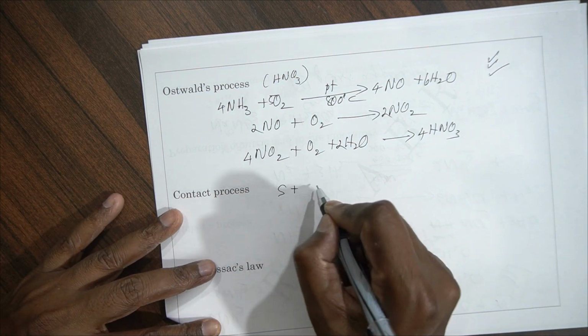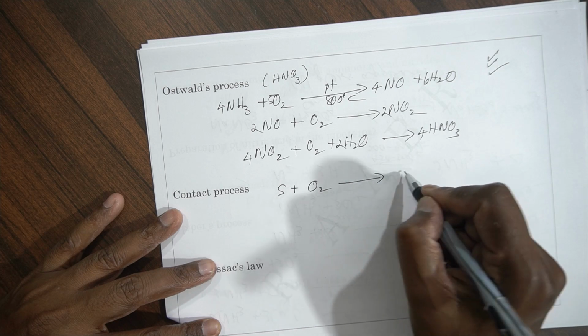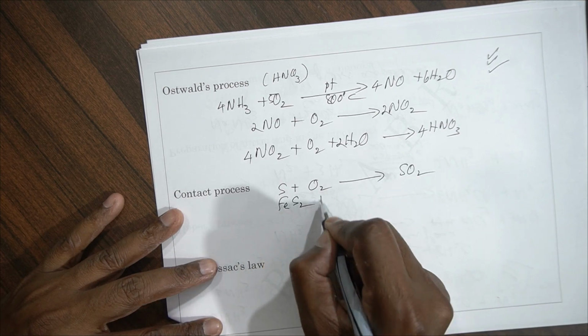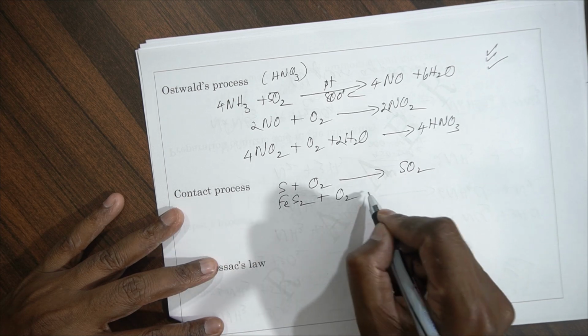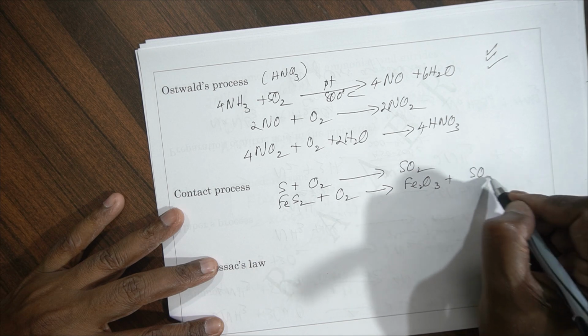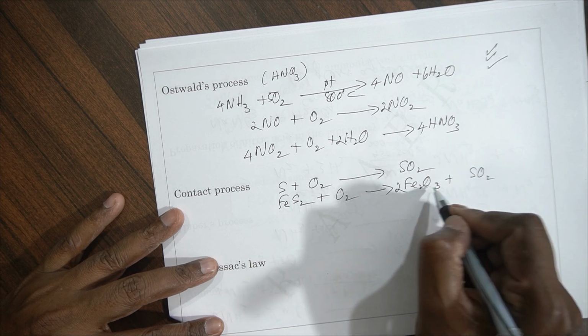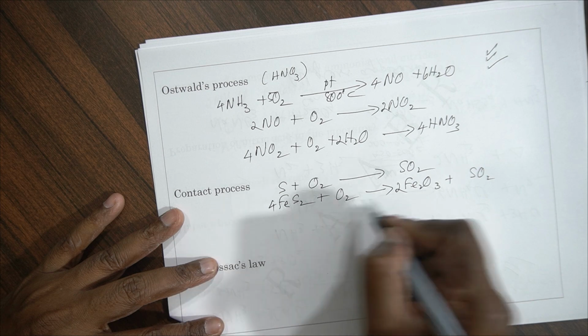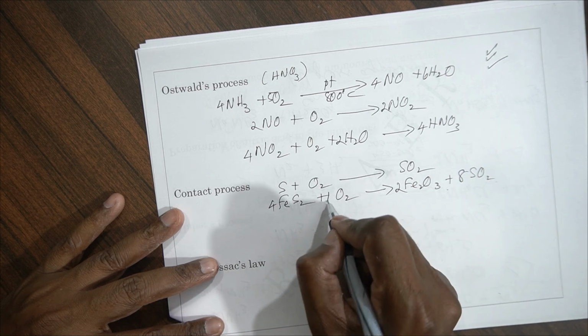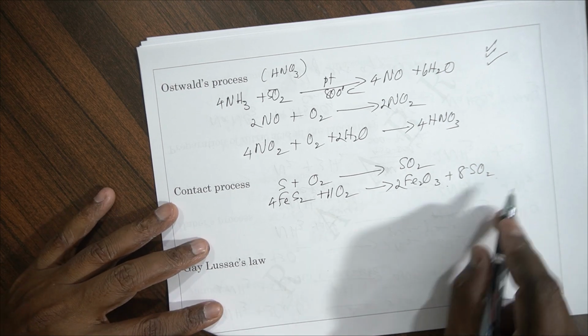Here we have sulfur dioxide being produced. Sulfur burns to give SO2, or FeS2, iron pyrite, plus O2 will give Fe2O3 plus SO2. So 4 FeS2, 4 twos are 8 sulfur, so 8 SO2, 8 twos are 16, 2 threes are 6, 22, 11 O2. Okay, SO2 is produced.